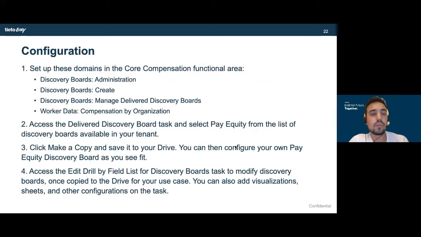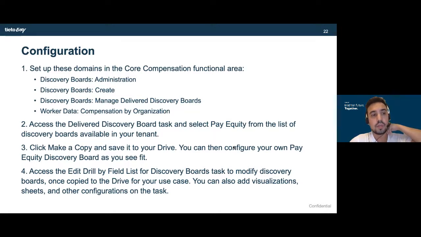So how the configuration happens, you need to set up, there's new security domains called Discovery Board Administration, Discovery Board Create, and Discovery Board Manage Delivered Discovery Board. So those three domains need to be activated, and you need to grant the security for the person in charge of these discovery boards. And then you also need access to worker data compensation by organization.